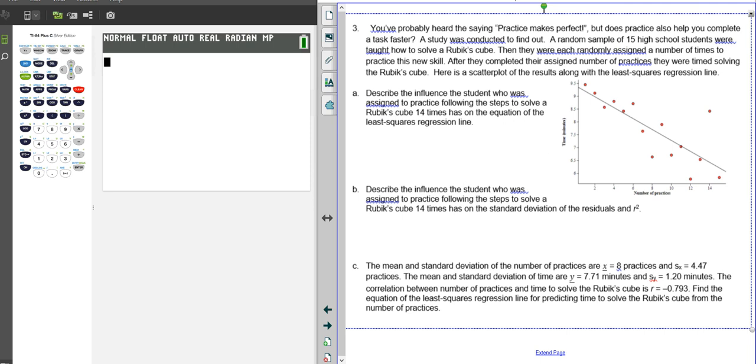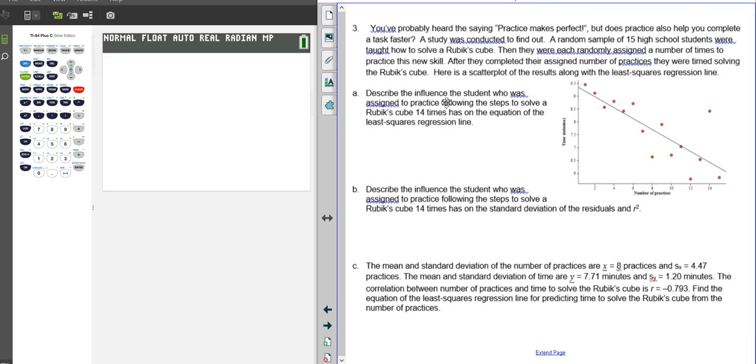All right, we're going to go through our final example of 3.2D. This one is talking about outliers and high leverage points and how to find a least squares regression line. You've probably heard that practice makes perfect, but does practice also help complete a task faster? Something to find out.